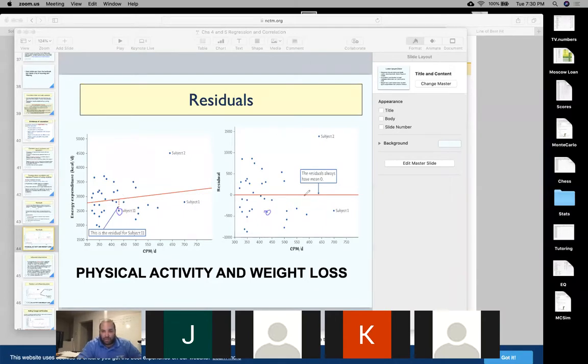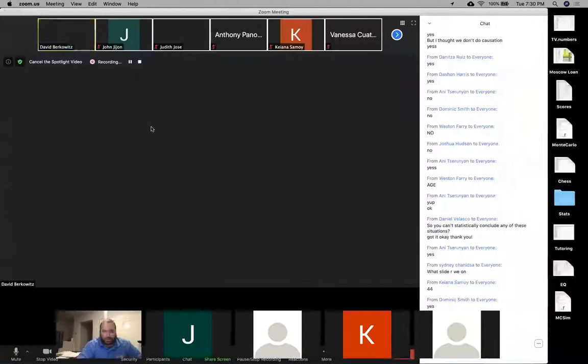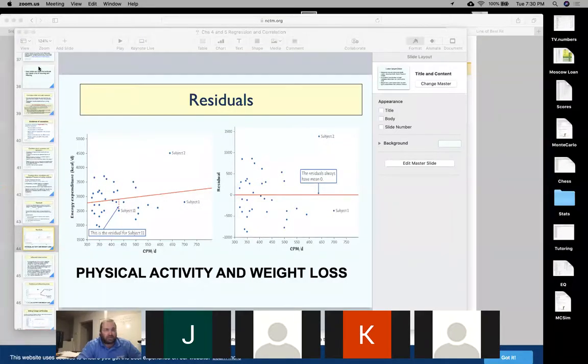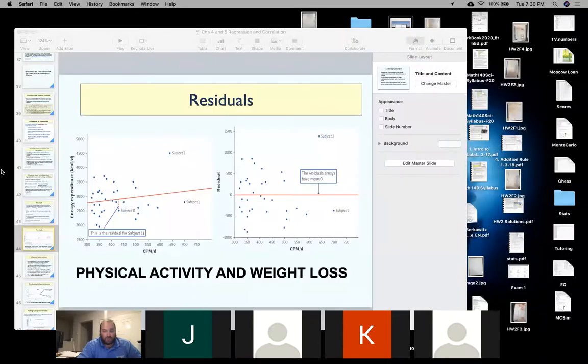So the residual plot is plotting all the residuals. And I'm going to go to Crunch It for a second. Let me share again, because Crunch It has this ability.